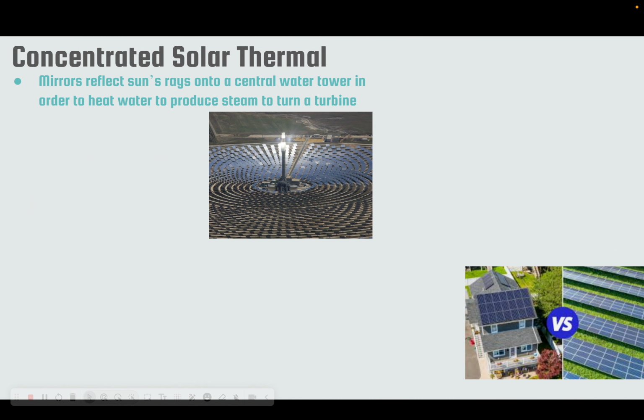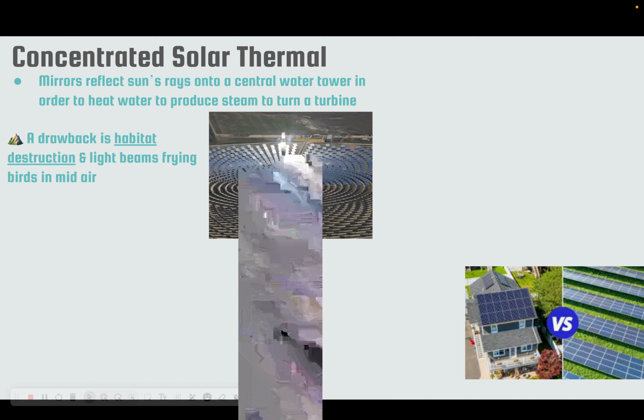When I talked about the term concentrated solar thermal earlier, this is when mirrors are used to reflect the sun's rays onto a central water tower in order to heat the water to produce steam to turn a turbine. So you can see, if we could do that on a large scale, then we're able to create a lot of electricity from a solar farm.